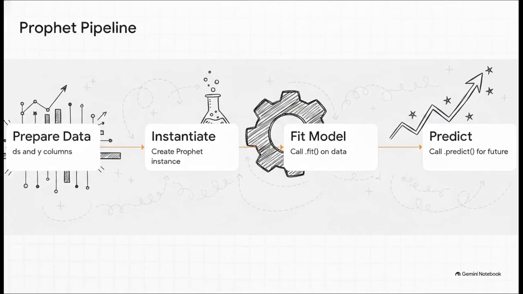Once you've run pip install prophet and you have that simple data frame ready, the actual code pipeline is beautifully concise. First, you prepare your data. Second, you instantiate Prophet. Third, you call .fit on your data frame. And finally, you call .predict, passing in a data frame of your future dates. It is an incredibly smooth 4-step process to generate your forecast.